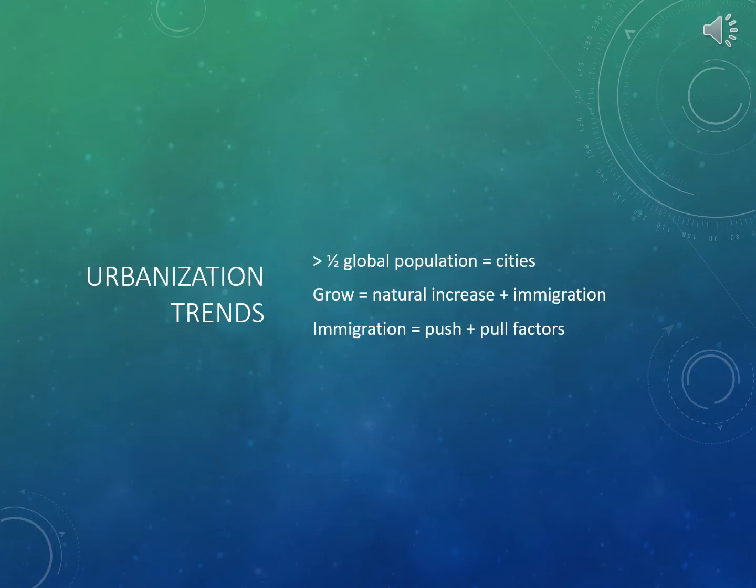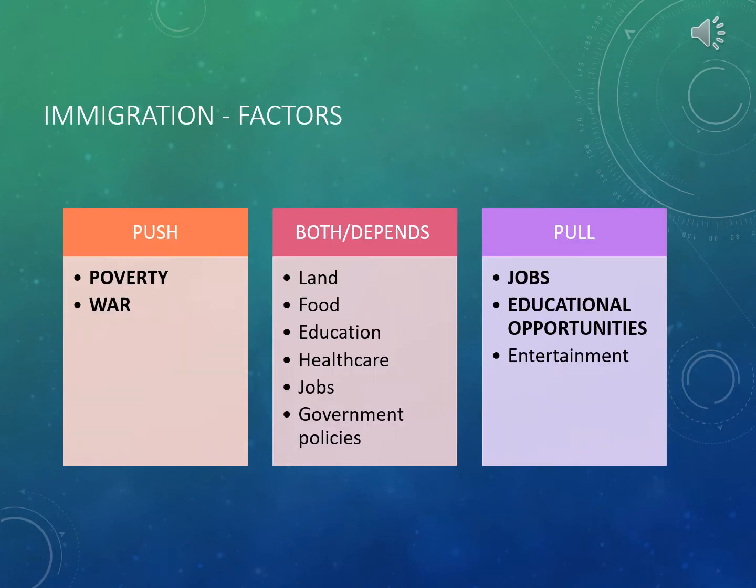Let's talk quickly about global urbanization trends. More than half of the global population lives in a city or an urban area. When we talk about urbanization and those rates, we can talk about how fast they're growing. So what is the rate of natural increase plus their rate of immigration? Immigration relies on concepts called push and pull factors, things that will make an individual leave one area and go to another. Here are some of the common push and pull factors.